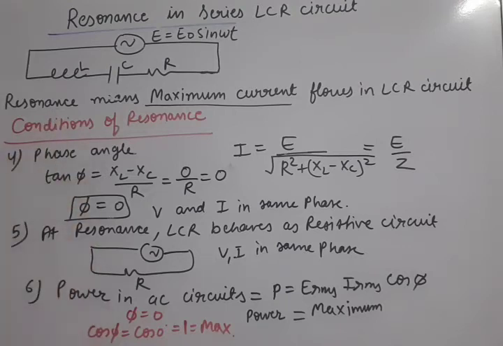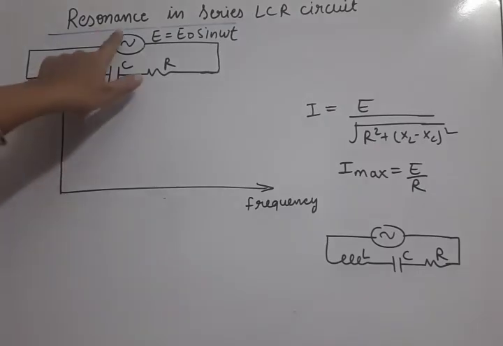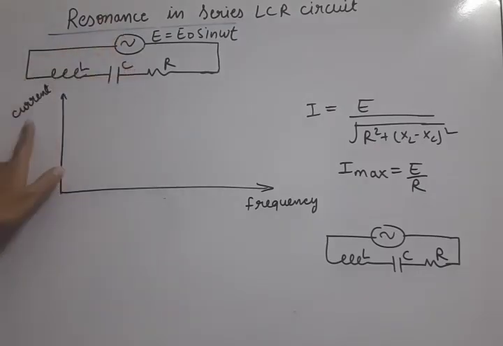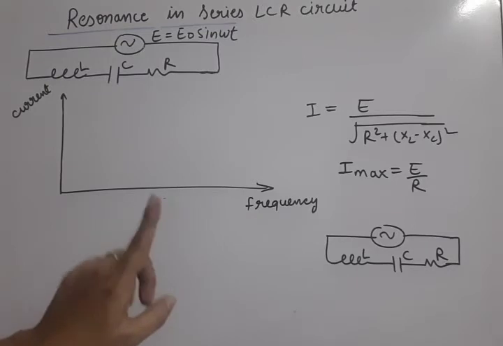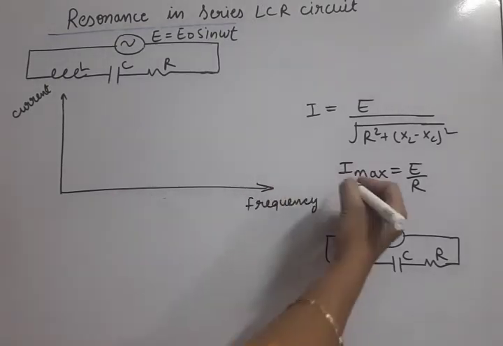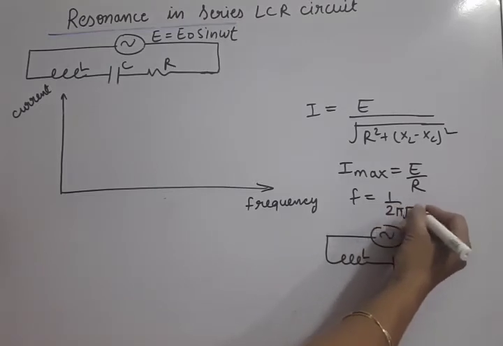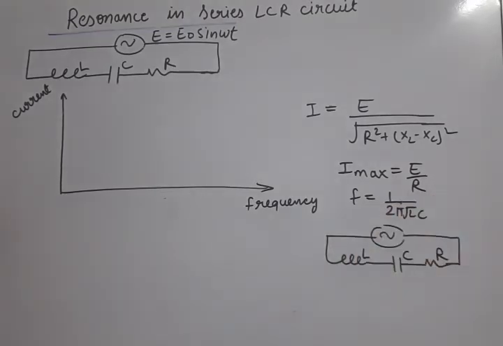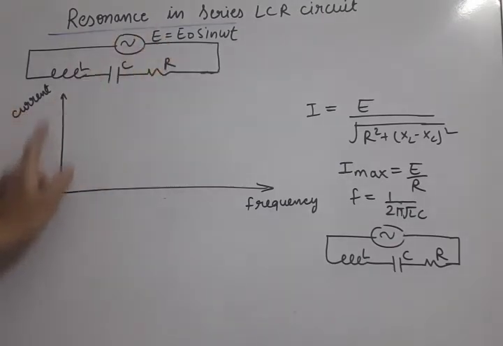So first of all, note down all these conditions. Now under this heading of resonance, we have to draw the graph between current and frequency. Here we have understood one thing, that the resonating frequency f has the formula 1 upon 2 pi root LC. So if we vary the frequency of the supply, how will the current vary?